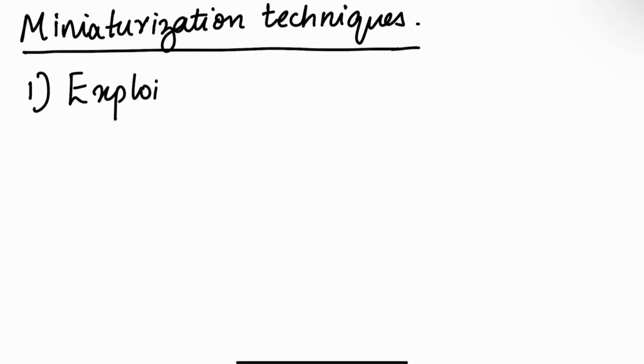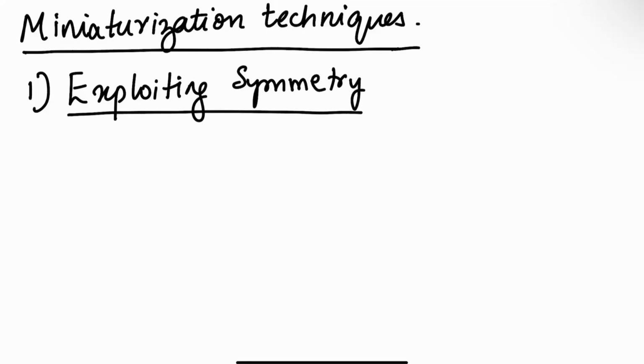So we want to exploit different symmetries in order to miniaturize our element. So how do you do that? We have a patch, go back to our patch again. It's a side view.